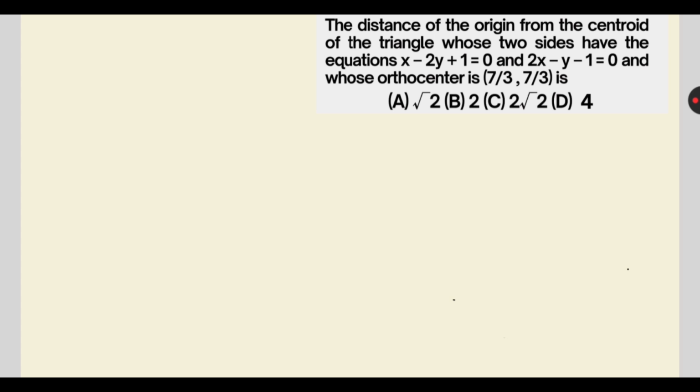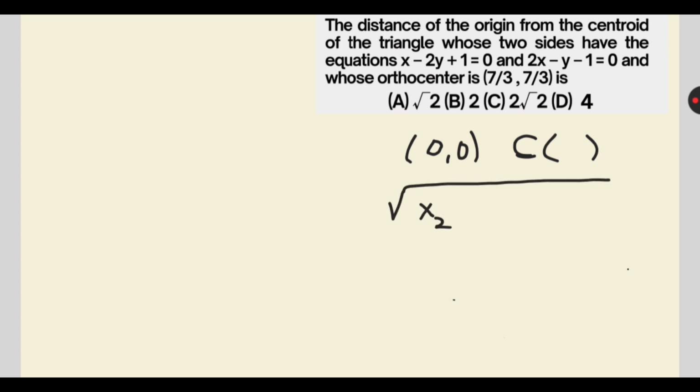Here, what they have given is an orthocenter and two equations. So our goal is to find the distance of the origin from the centroid. So the distance of the origin, that is (0, 0), from the centroid, and we don't know the centroid. We need to find that centroid here. If you know the centroid, then you can easily find the distance. So what is the formula to find the distance of any two points? Square root of (x2 minus x1) whole square plus (y2 minus y1) whole square.